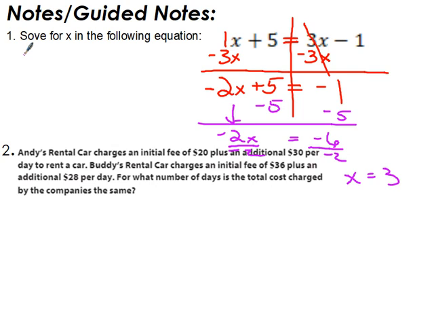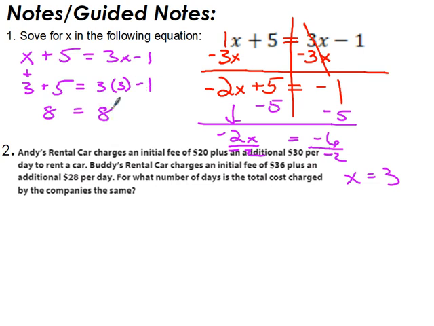So if I were to plug that into my original equation, so my original equation was x plus 5 equals 3x minus 1. If I were to plug in 3, so that's 3 plus 5 equals 3 times 3 minus 1. That gives me 8 equals 9 minus 1, which is 8. So it works. Okay. Now, I do want to show you though, if I wanted to solve this the other way, I'd get the same answer.